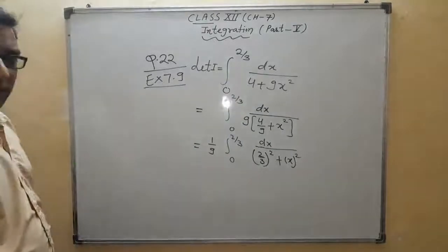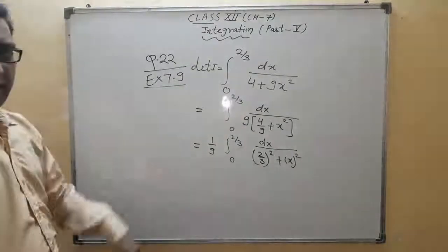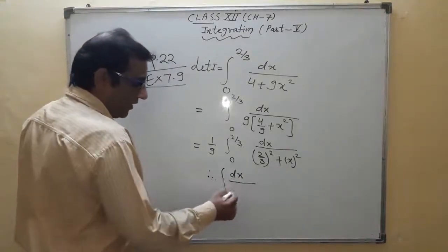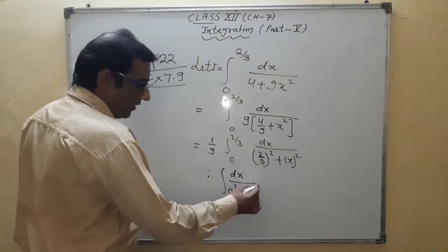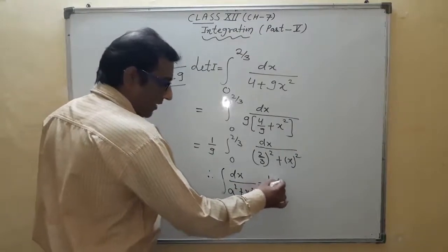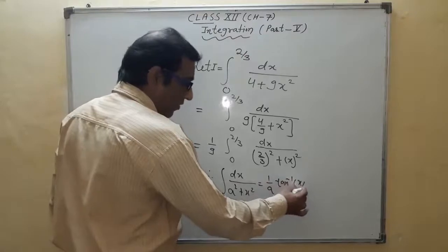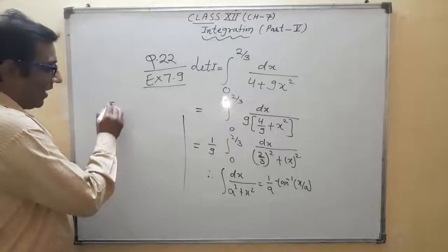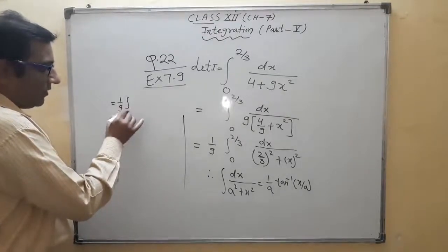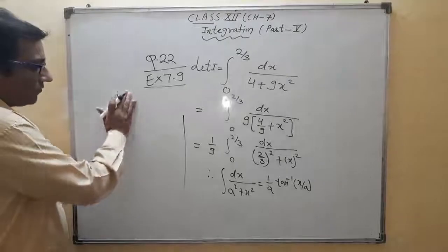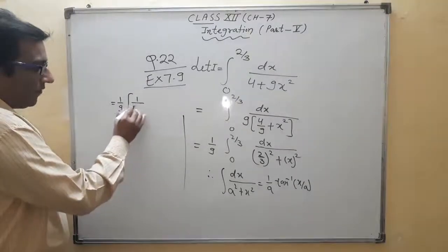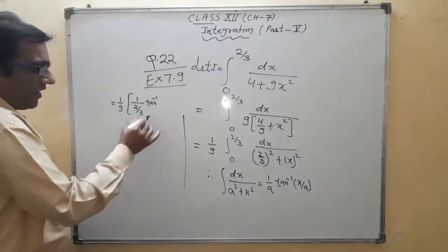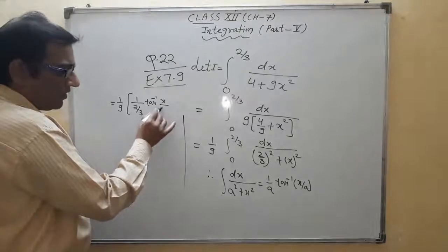Okay. As per our previous knowledge, now we have to apply one formula. The formula is dx upon a square plus x square equals 1 upon a tan inverse x upon a. So when we apply the formula here, it can be written as 1 upon 9 times 1 upon a. 1 upon a means the value of a is 2 by 3. Tan inverse x upon a.